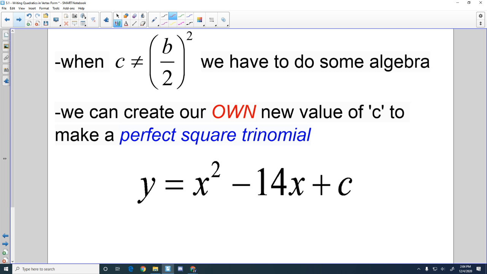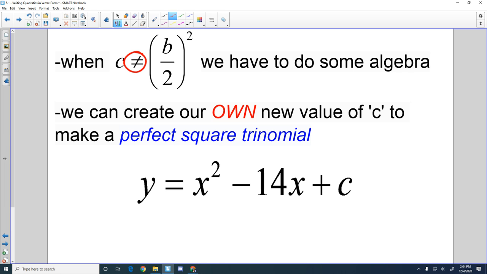All right, so obviously it's not always going to be that easy. It'll probably never be that easy. Typically C is not going to equal that magic number that we want. It's not always going to be half of B squared. So instead we've got to do a little bit of algebra.